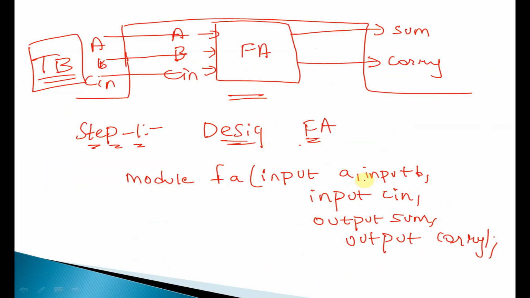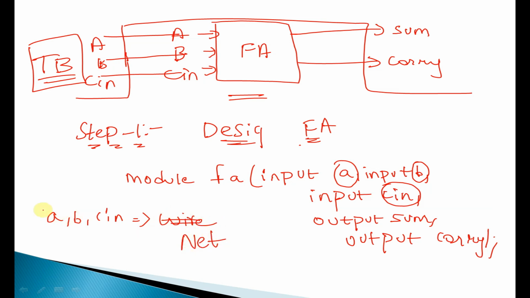My first question is, what is the data type of A, comma B, comma C? Any answer for this? Net. Inputs are used to drive the value. Okay, so they are not supposed to store the value. So inputs are used to continuously drive the value. So here the inputs cannot be of reg data type. They are by default of net data type only, or you can say wire data type.